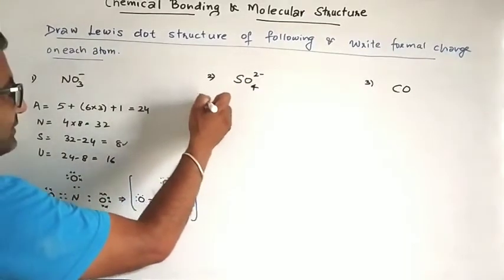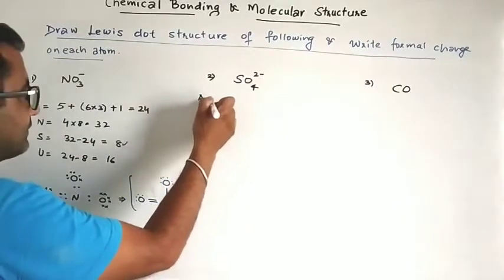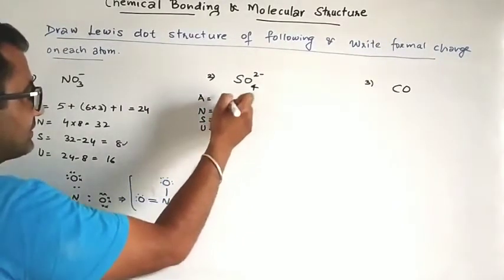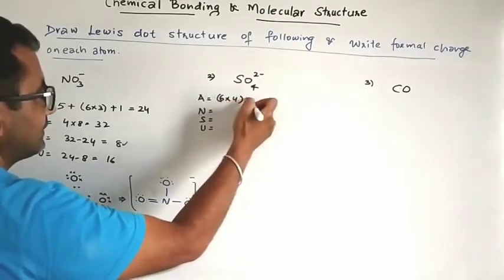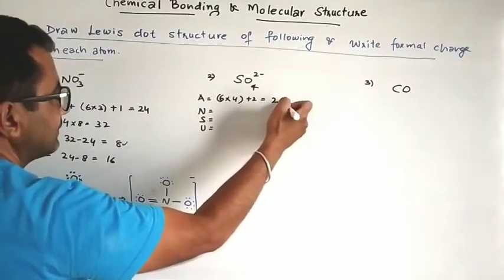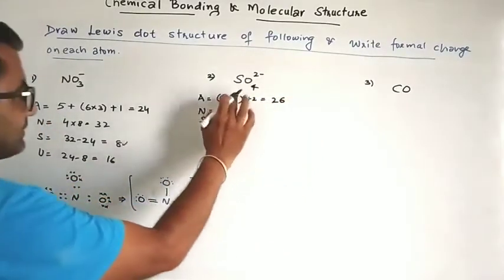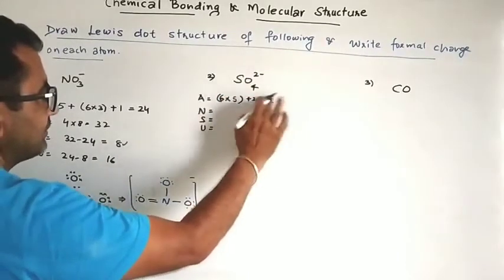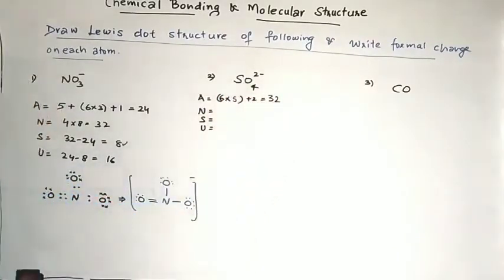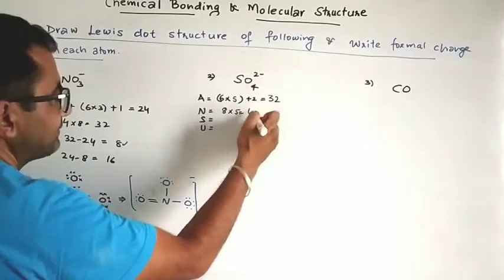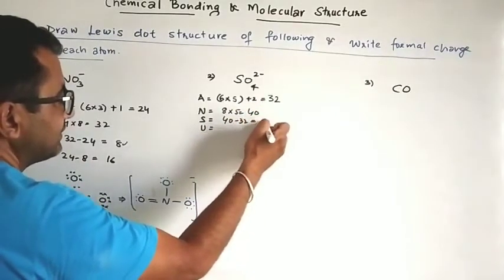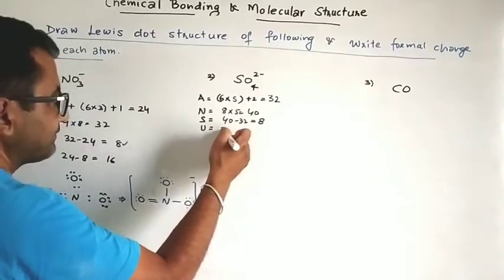Similarly for this sulfate ion, first write A, N, S, U. Sulfur and oxygen both have 6 electrons. 6 plus 4 plus 2, sorry, there are total 5 atoms. It becomes 32. Sulfur has 6 valence electrons, oxygen also has 6 valence electrons, so I did 6 into 5 directly. With 5 atoms, 8 into 5 we need 40. 40 minus 32, 8 are shared.